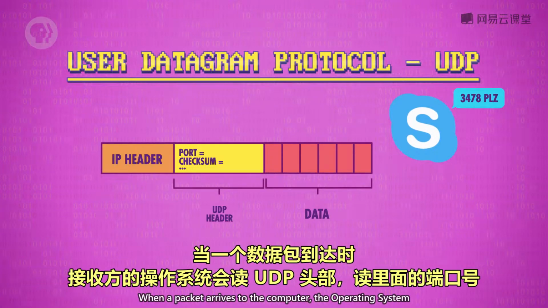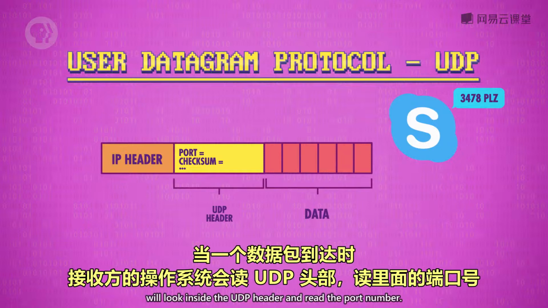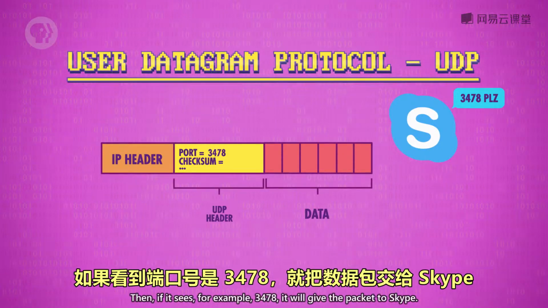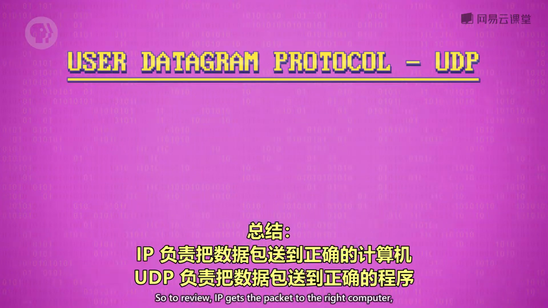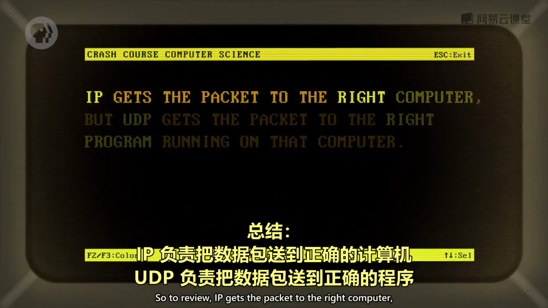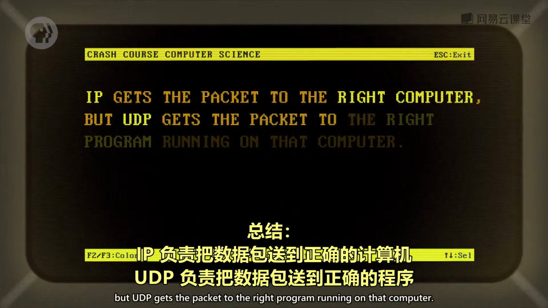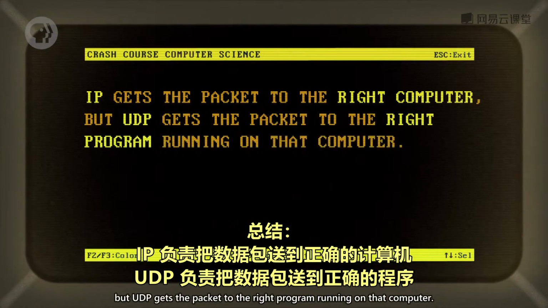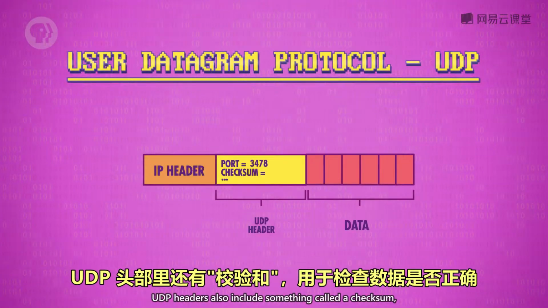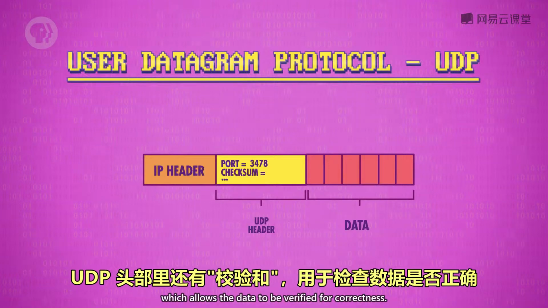3478. When a packet arrives to the computer, the operating system will look inside the UDP header and read the port number. Then, if it sees, for example, 3478, it will give the packet to Skype. So to review, IP gets the packet to the right computer, but UDP gets the packet to the right program running on that computer.